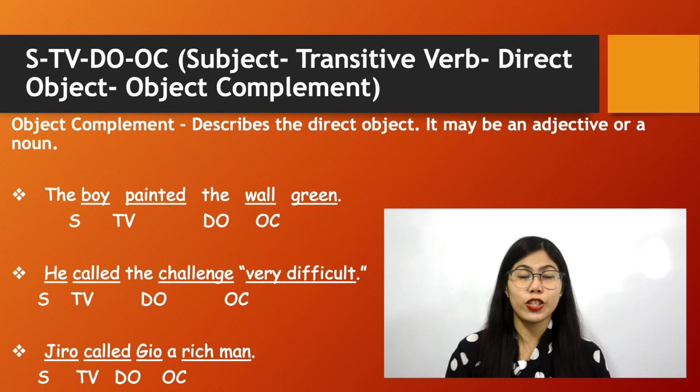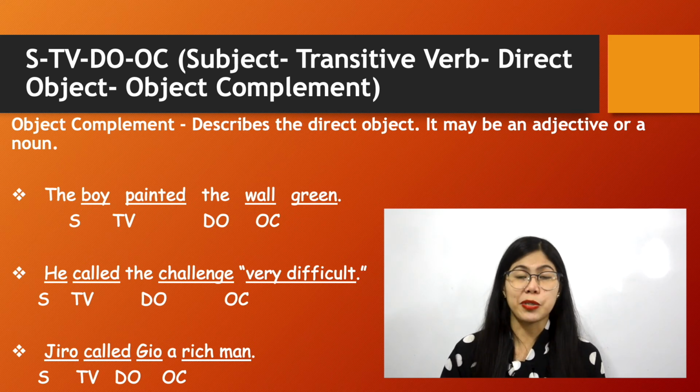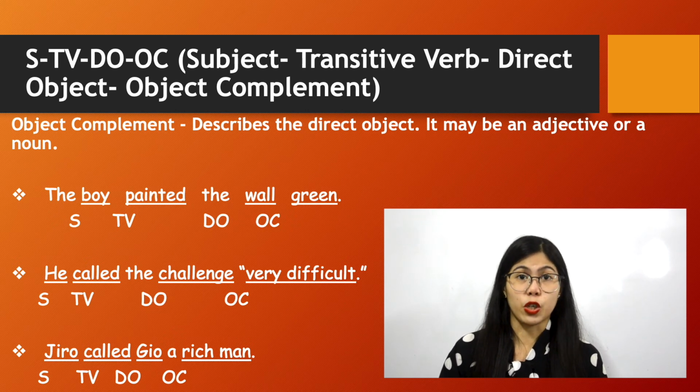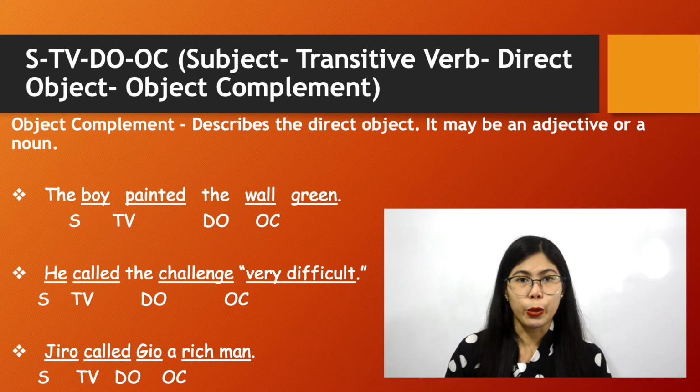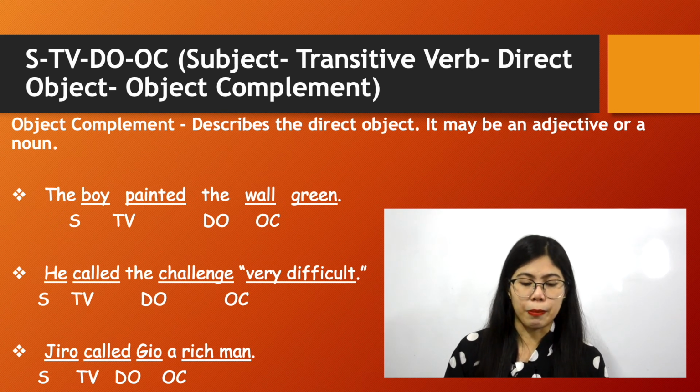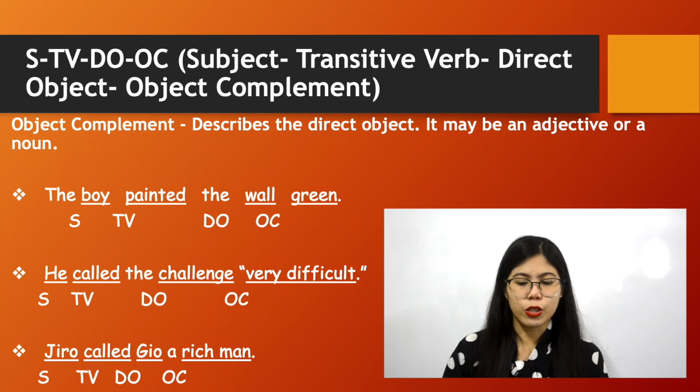Now, according to the definition earlier, object complement describes the direct object. Which do you think describes our direct object? Okay, very good. It is the word green. So this will be our object complement. Notice as well that the word green is an adjective.